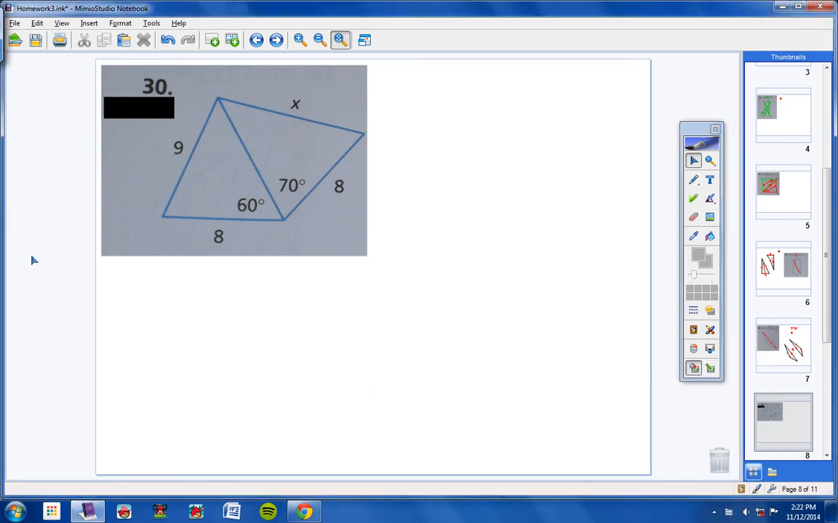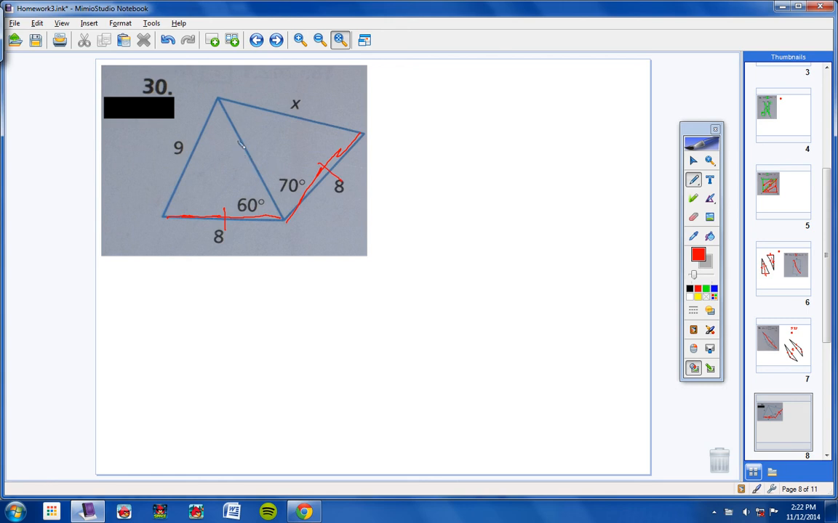Okay, the directions say to use the inequality to describe a restriction on the value of x as determined by the hinge theorem, or its converse. Okay, here we go. Let's see what we got here. We have a side here congruent to a side here. They're both 8. Okay, so mark here and mark here.